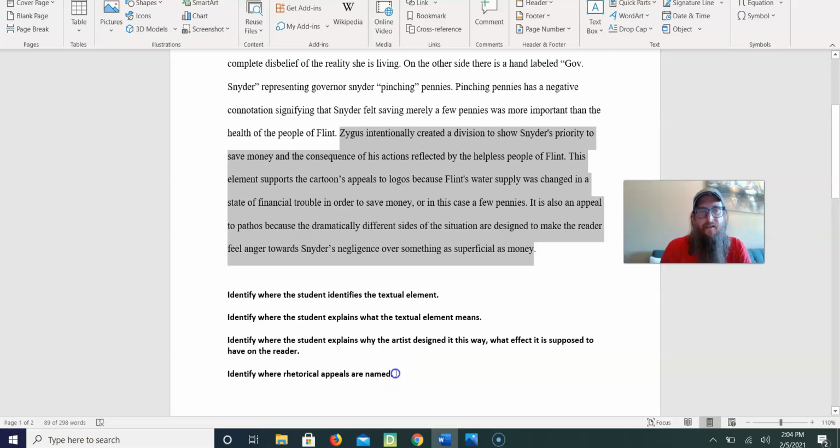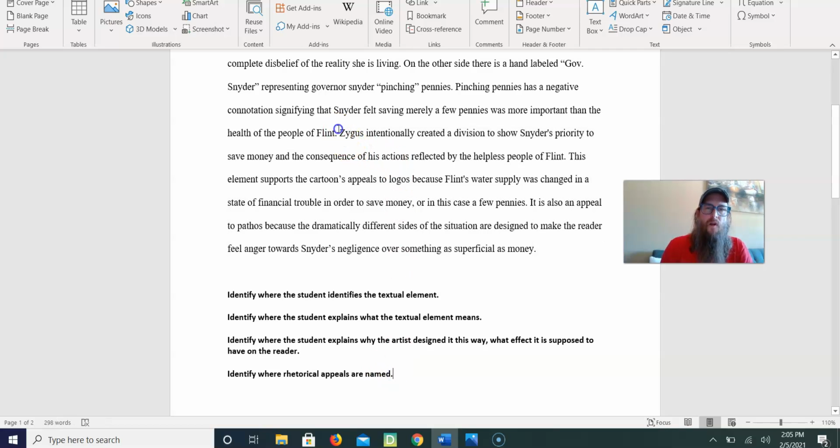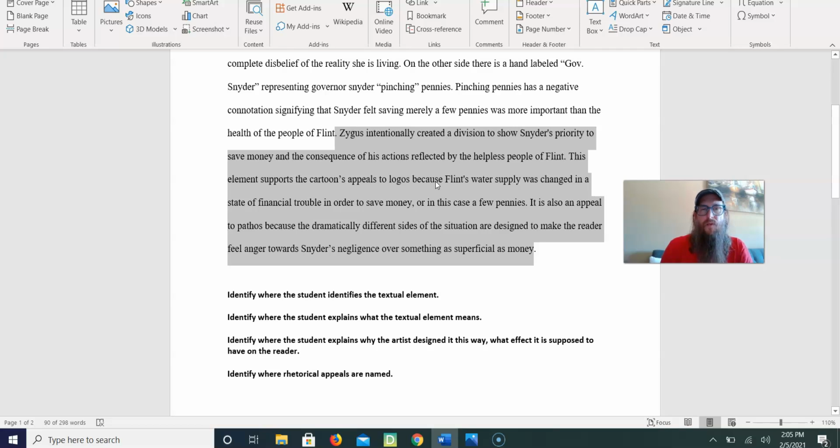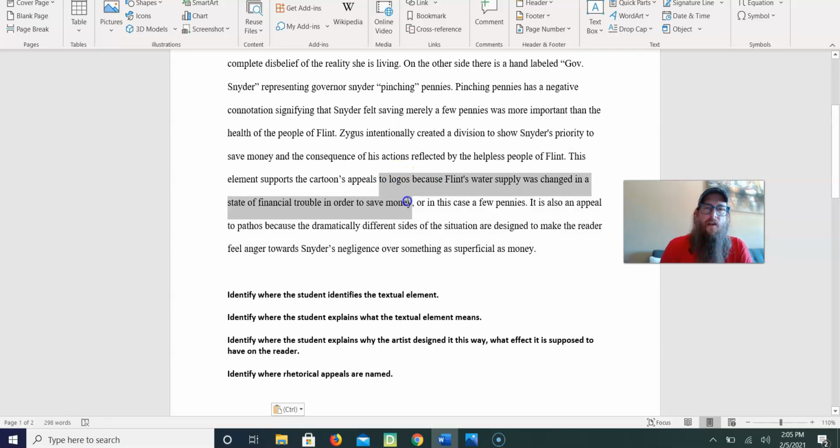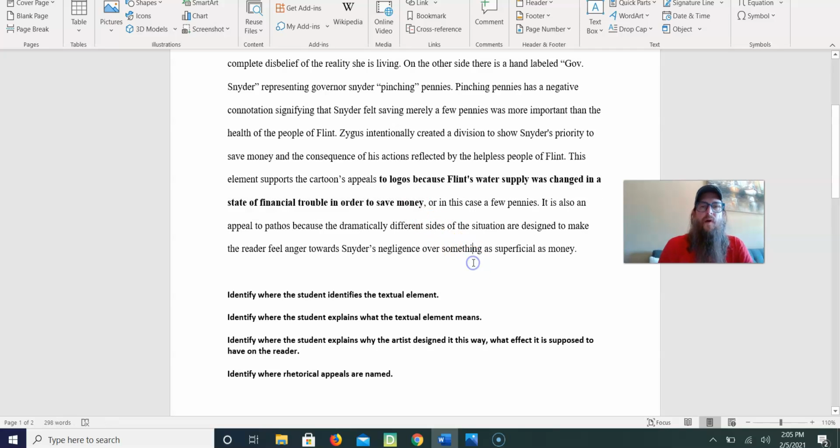And indeed, oftentimes when you start writing about purpose, this is when you're going to identify where the rhetorical appeals are invoked. And so here, this is about a logos-based appeal that she came across. So yes, what happened in Flint was very much about the government trying to save money. It wasn't pennies, of course. That's figurative in the cartoon, but it was about trying to save money. So that's an appeal to logos.